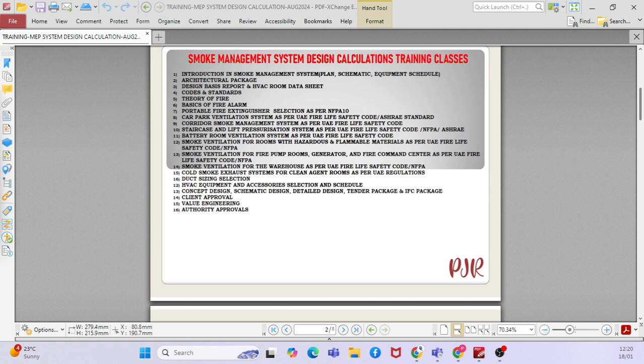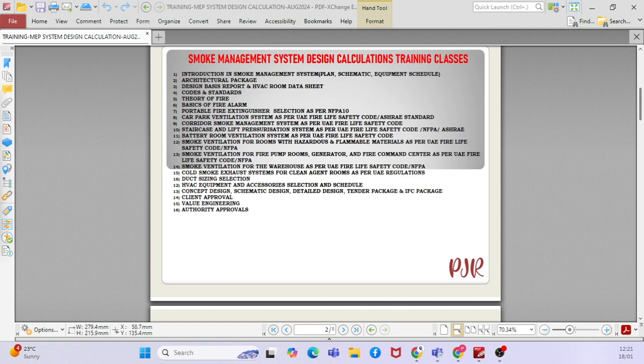will suppress the fire, sprinkle on the fire. During that time there will be some smoke coming out from the fire. That smoke will be taken out through the smoke management system. That is why you design the smoke management system.